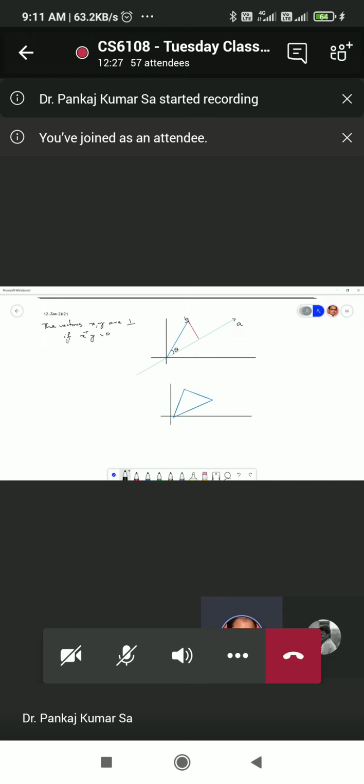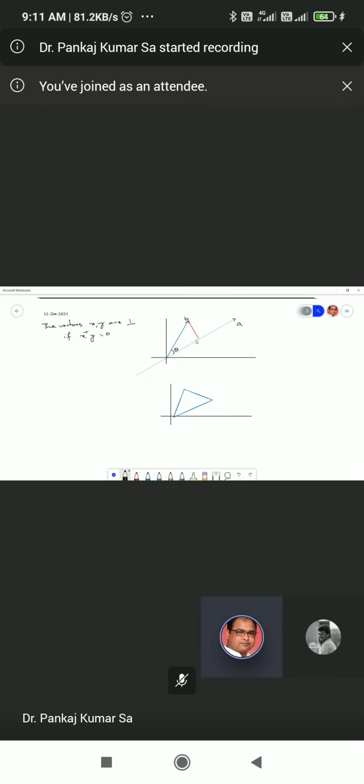Perpendicular from B to A. So let us say this is the vector P. So the line connecting B to P is perpendicular to A.